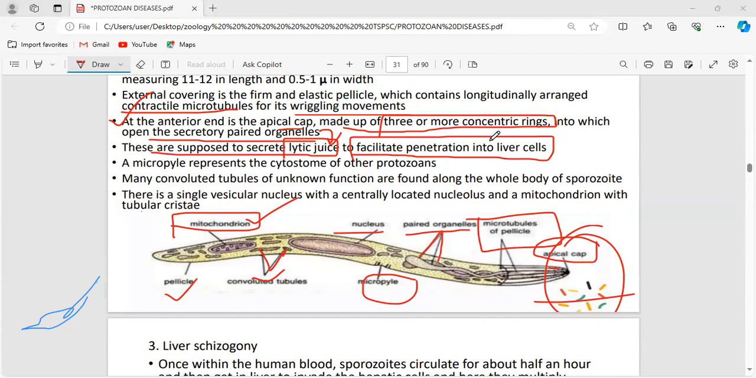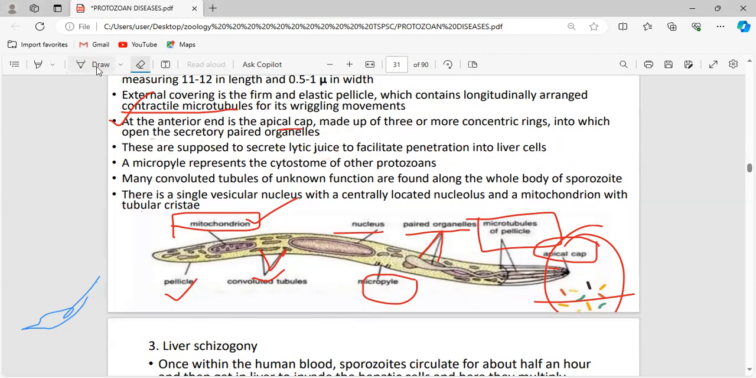Now, you have asked me, Anjaneyulu, how it is released into the blood from the liver? Because of the secreted lytic juice and the movement caused by the contractile microtubules, everything is possible here. Okay, now the micropyle represents the cytosome of the other protozoans.